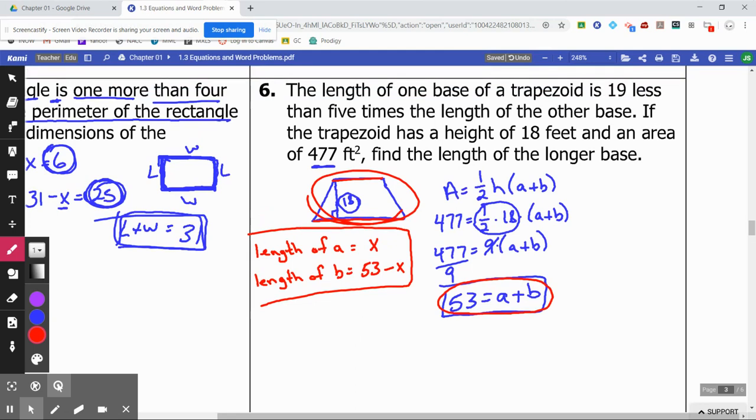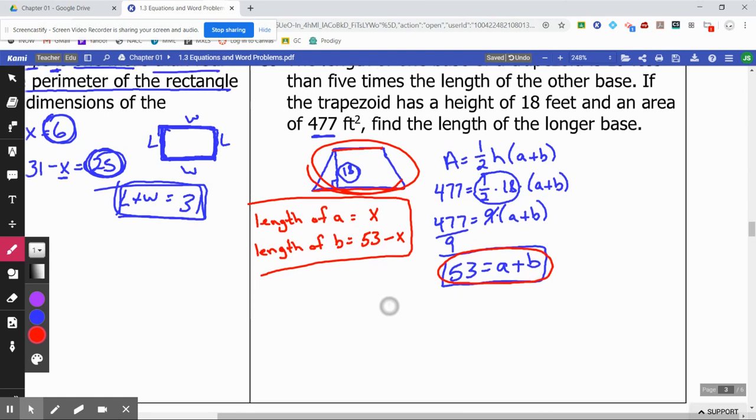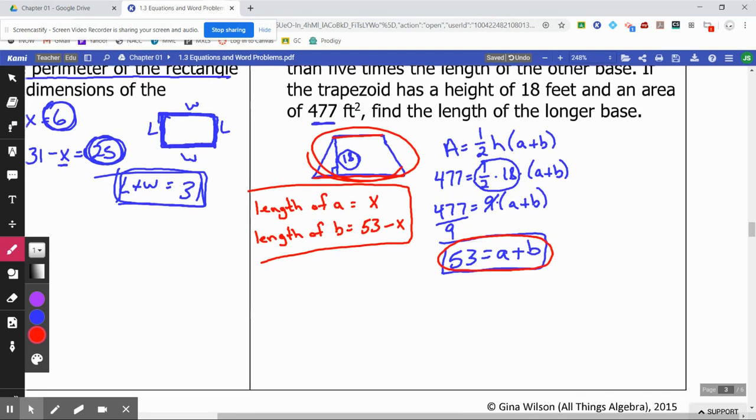I used the area to actually define the two bases. Now let's see. The length of one base is 19 less than 5 times the other base. So let's do, and it doesn't matter which one you let be one base and the other base.